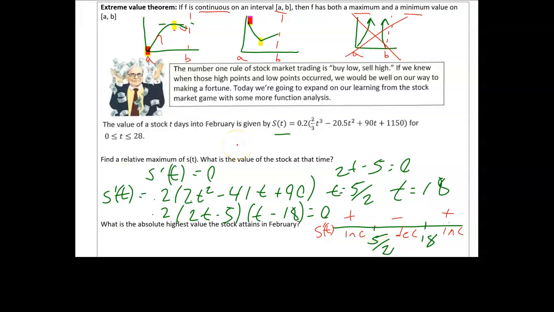So I would say my maximum occurs at 5 halves, and then we also ask for the value of the stock at that time. Well, the value is given by S, right? So I want S of 5 halves, which I can just plug in on my calculator to my original function, not my derivative, and I get 251.458. And obviously I'm talking about dollars, so 2 places make sense, but it's 3 places for the AP Calc exam.